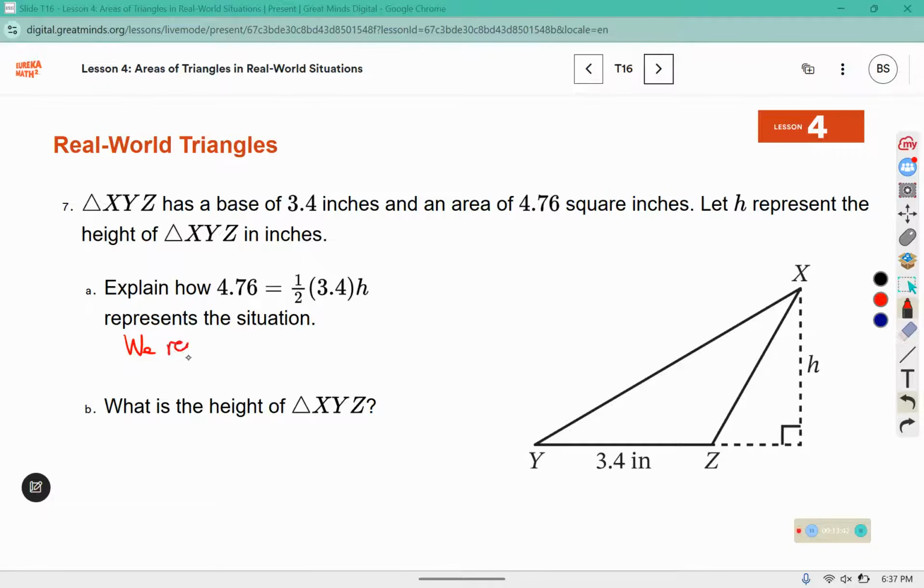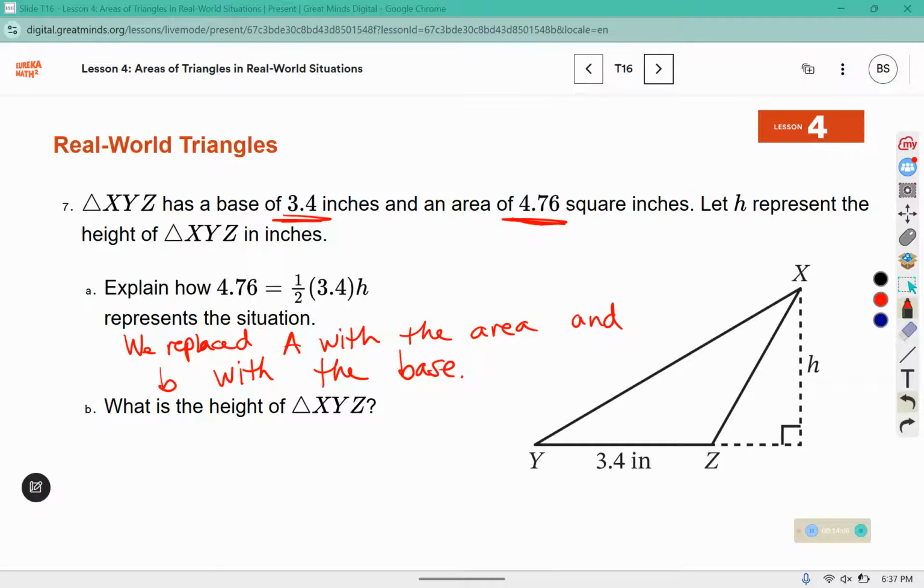We replaced or substituted A with the area and B with the base amount. We've swapped out those variables with what they are equal to. We've substituted those into the equation. Now we need to calculate what the height is.